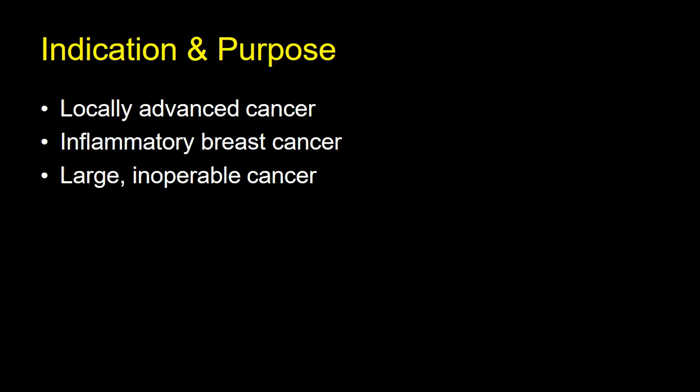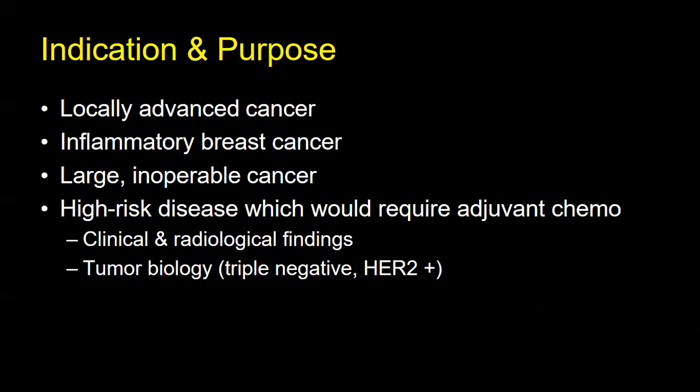What are the indications of neoadjuvant therapy? They include locally advanced cancer, inflammatory breast cancer, and large inoperable cancer. Now, in addition to these large locally advanced inflammatory cancers, neoadjuvant therapy is increasingly administered to high-risk disease, which may be small in size. This is high-risk disease that would otherwise require adjuvant chemotherapy. High risk as based on clinical and radiologic findings, and as based on tumor biology. For example, your triple negative and your HER2 positive cancer.